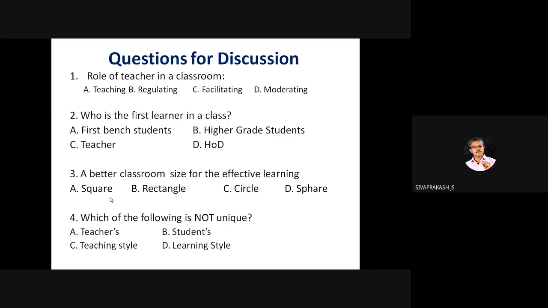Question number 3. A better classroom size for the effective learning would be dash. Will it be square, or should it be rectangle, or should it be circle, or should it be square? So which one do you prefer as a better classroom size for effective learning? Is the question confusing, or will you be able to answer this?